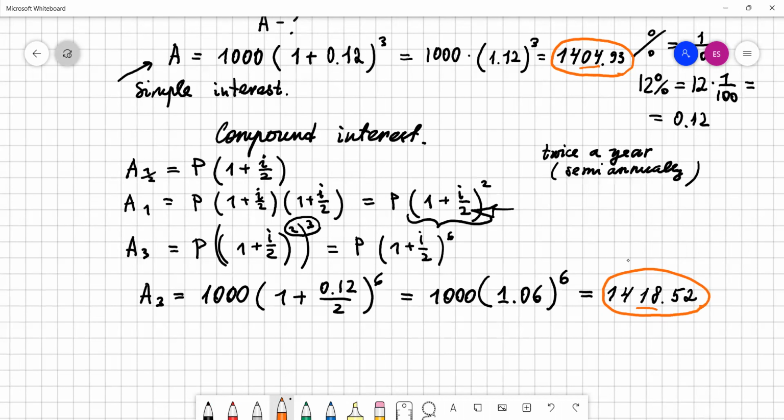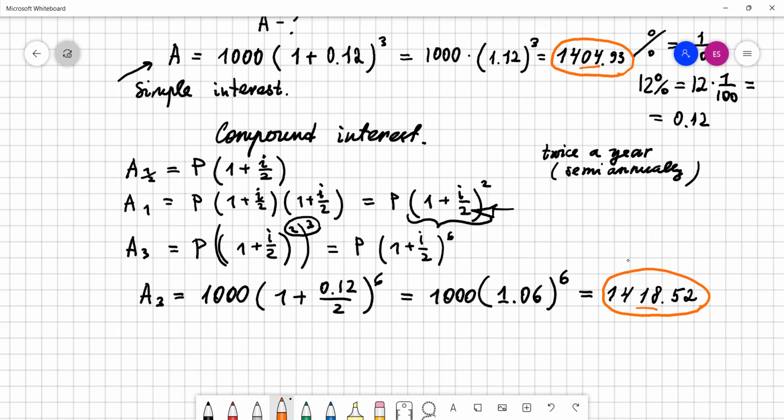Okay, I think that's all for today. I'm hoping that you can do the homework. In the homework, guys, semi-annually means that you divide the interest rate by 2. Annually, you don't divide it.